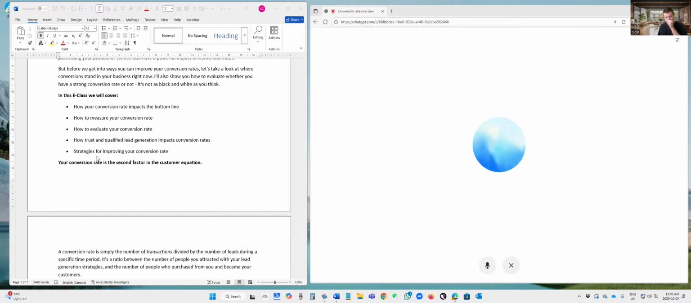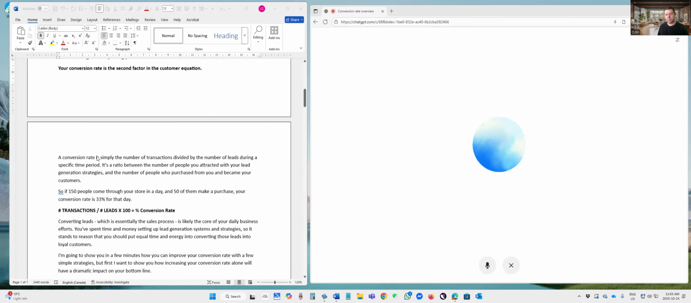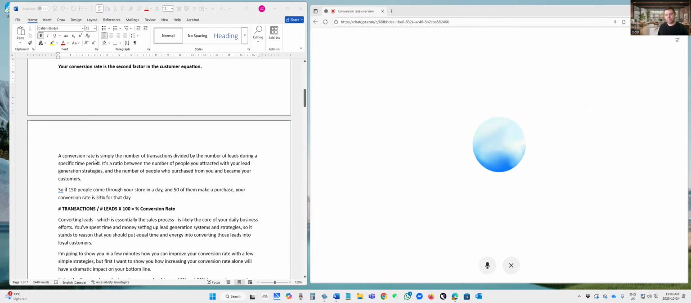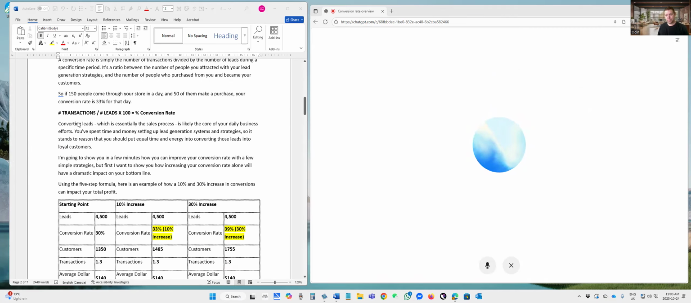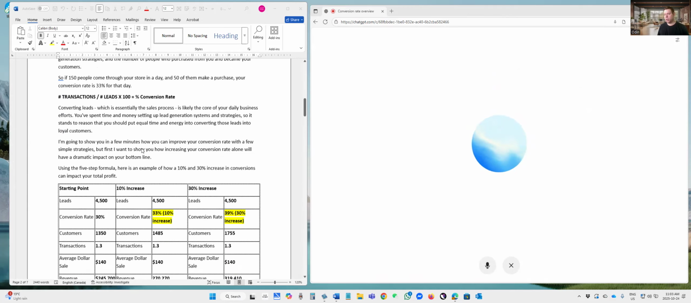Essentially, your conversion rate is the second factor in the customer equation, and it's a simple ratio, the number of transactions divided by the number of leads during a specific time period, multiplied by 100 to get a percentage. For instance, if 150 people come into your store in a day and 50 of them make a purchase, your conversion rate is 33% for that day. There we go. That's another chunk for you. Just let me know if you'd like to keep going or if there's anything else you need. Yeah, I want you to keep going, but please read it word for word.